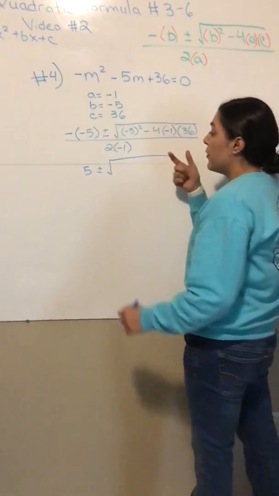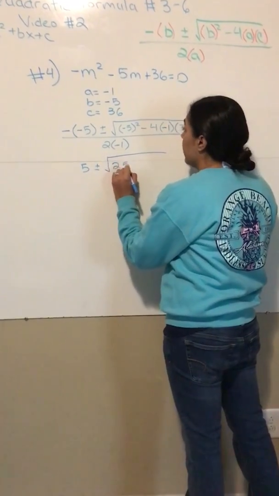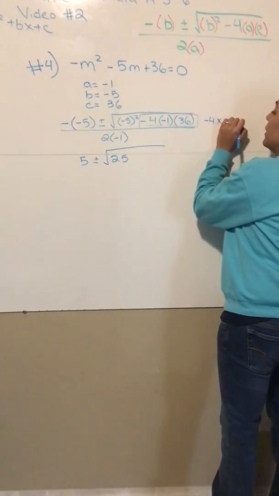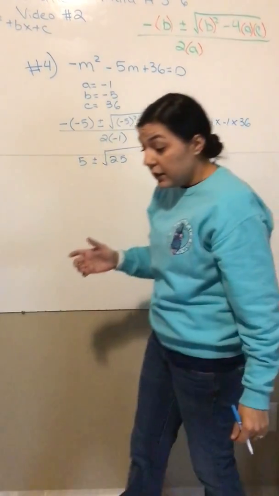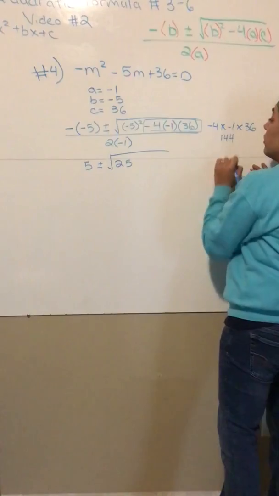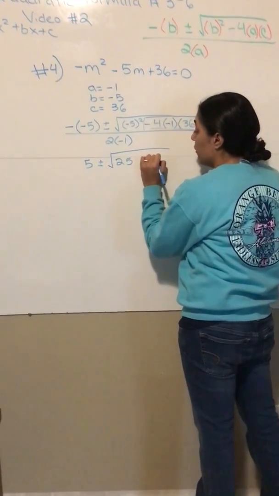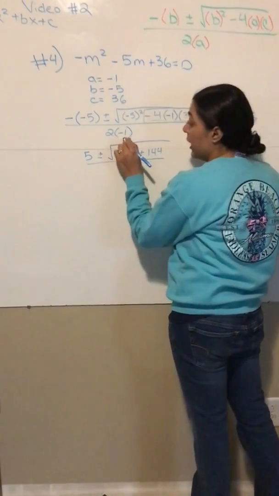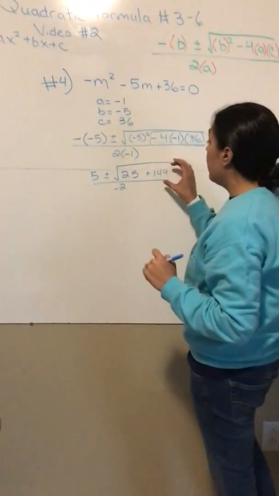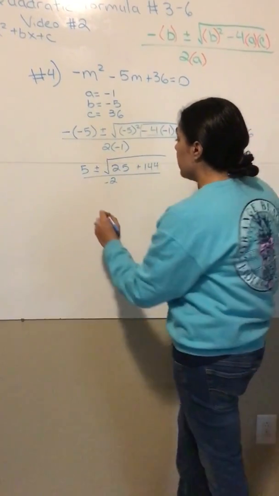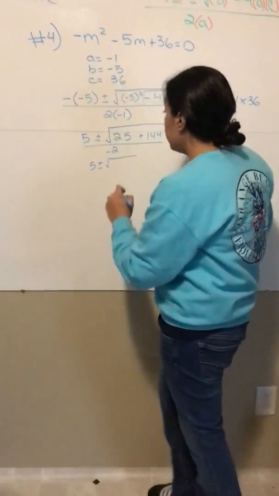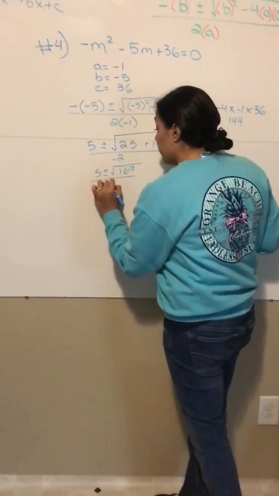Negative 5 squared, so negative 5 times negative 5 is going to be 25. And then this part, you can plug in on your calculator. So you got negative 4 times negative 1 times 36, which is going to give you 144. And it's going to say just 144, so you know that that's positive. So you're going to say plus 144 over 2 times negative 1, which is negative 2. We're going to say, well, what can we combine? You can combine this addition part. So 5 plus or minus the square root of 169 over negative 2.